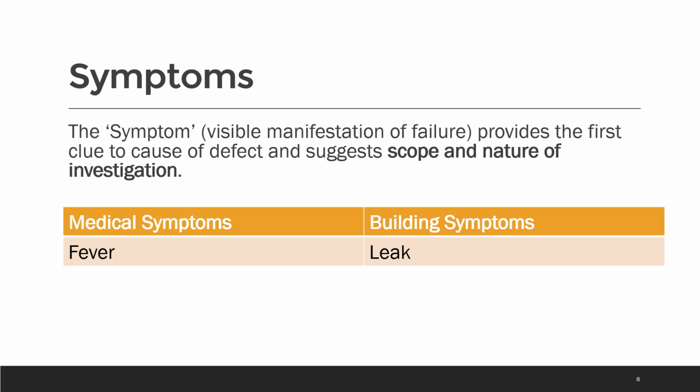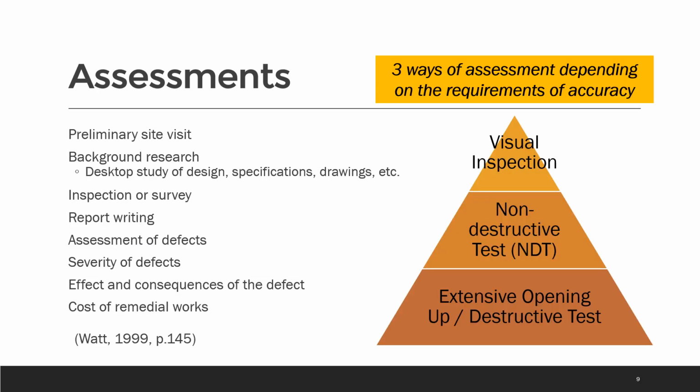Symptoms, or visible manifestations of failure, provide the initial clues to the cause of a defect. They guide our investigation by suggesting the scope and nature of the problem. Then our assessments involve preliminary site visit, background research, thorough inspection, and comprehensive reporting. We evaluate the severity of defects, their impact, and the cost of remedial work.